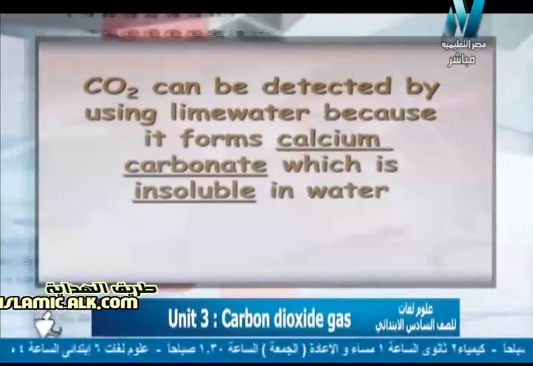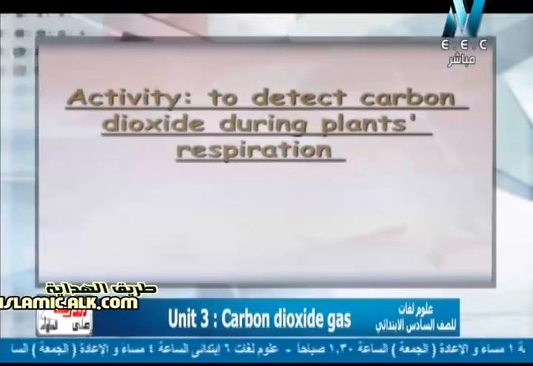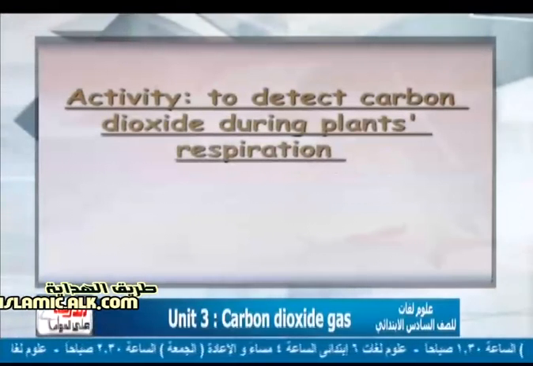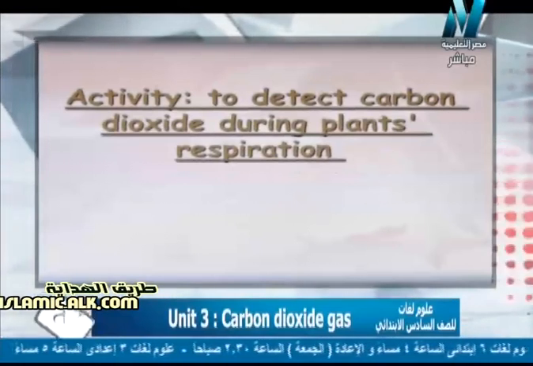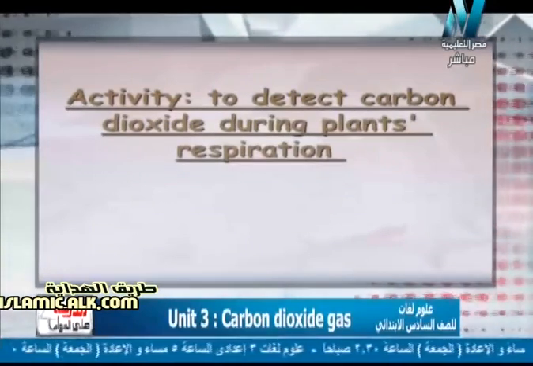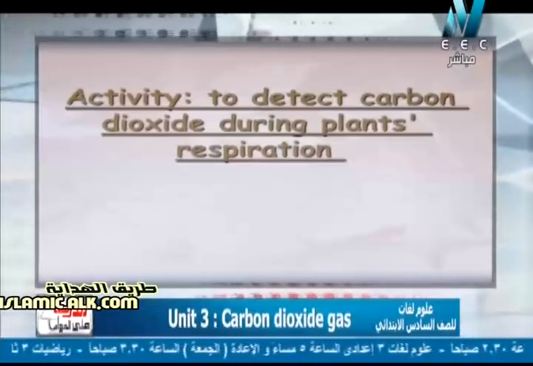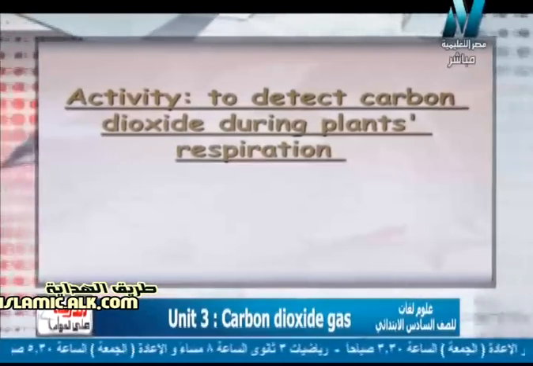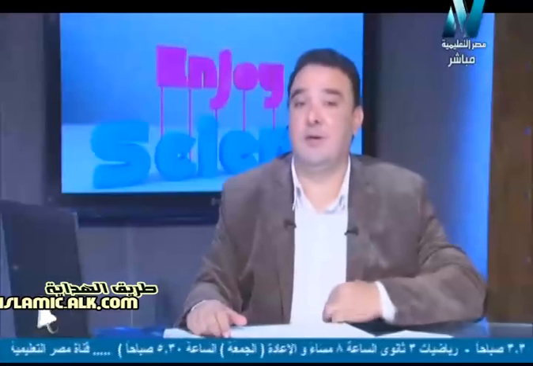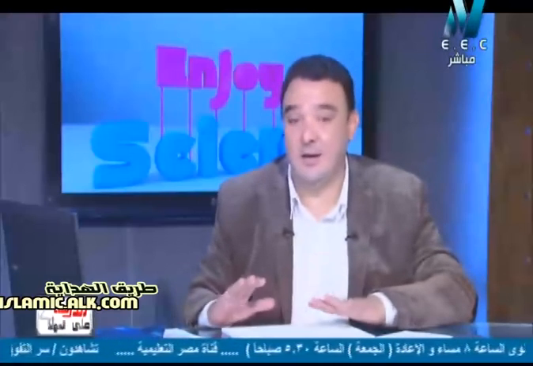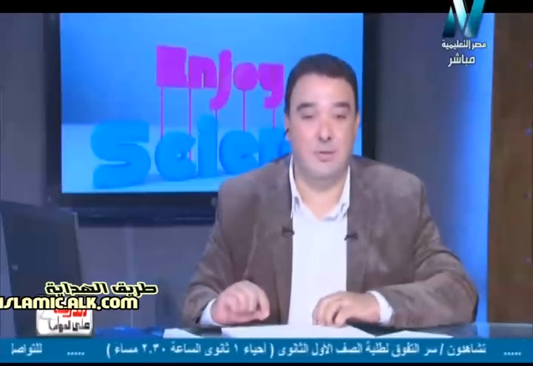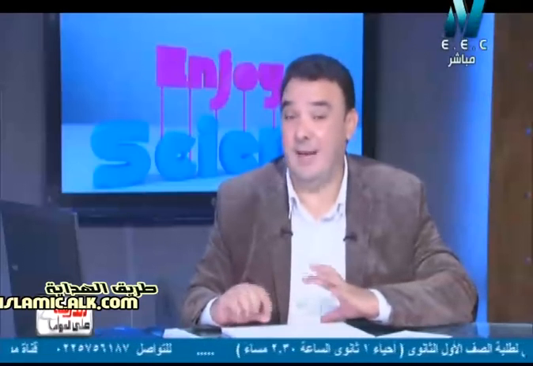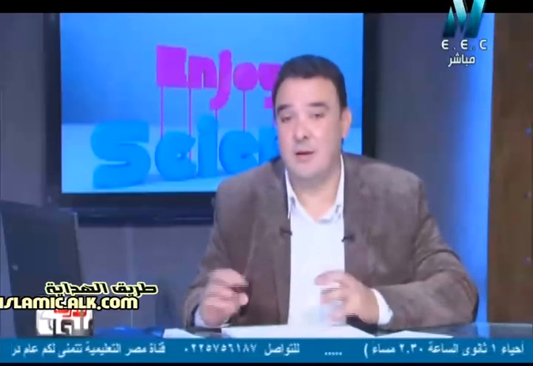So now I can have another activity to detect carbon dioxide gas during plants' respiration. There is a lot of confusion about whether plants respire carbon dioxide. Surely not. It's a rule we said last time and many times: any living organism respires oxygen gas and produces carbon dioxide gas during the respiration process. So what is the relation between plants and carbon dioxide? Surely the plant needs carbon dioxide only during the photosynthesis process. That isn't respiration; it's a process we call photosynthesis, to make food.